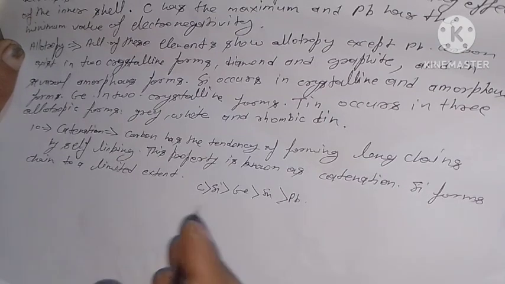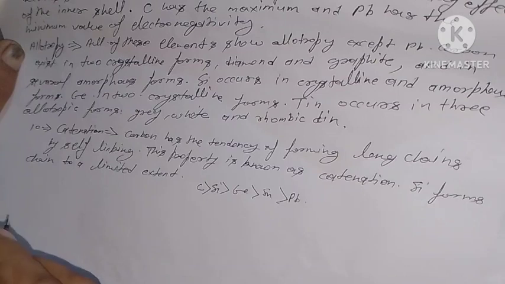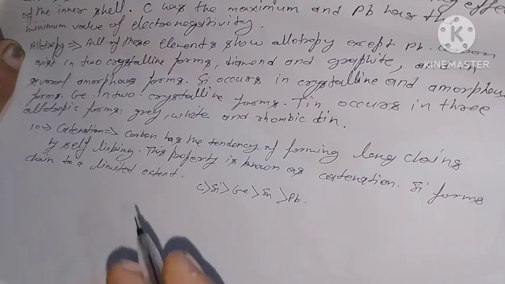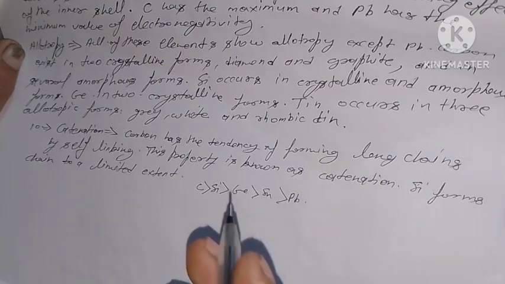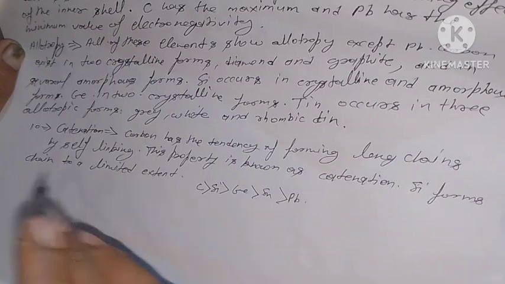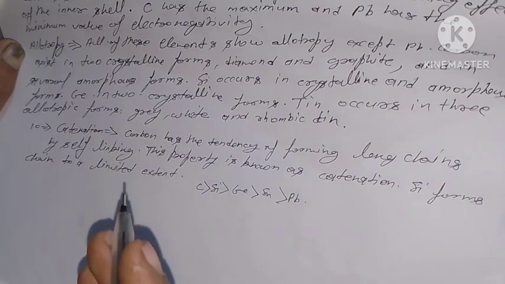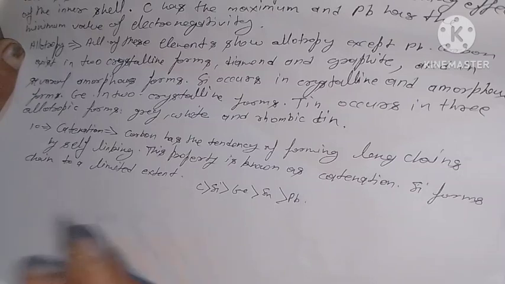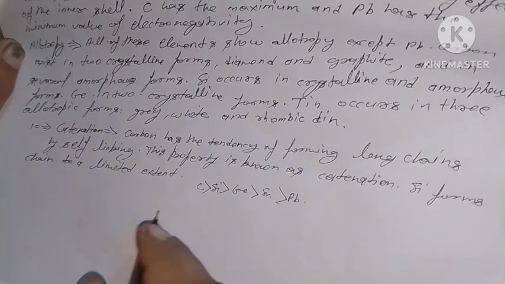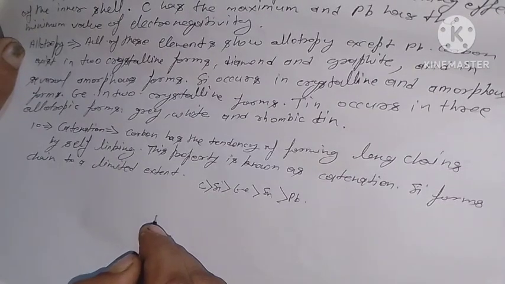Catenation property depends on the bond energy. The catenation property of carbon is the maximum because carbon bond energy is 82 kilocalorie and is highest among silicon, germanium, tin, and lead. Due to catenation property, carbon forms a large number of organic compounds.